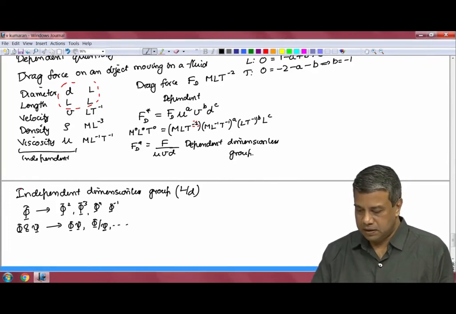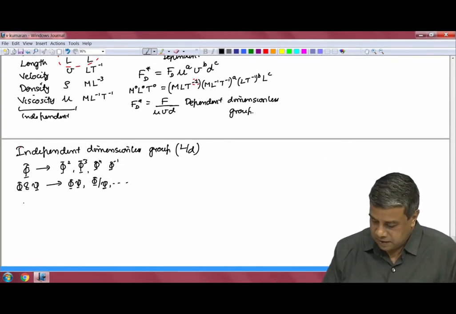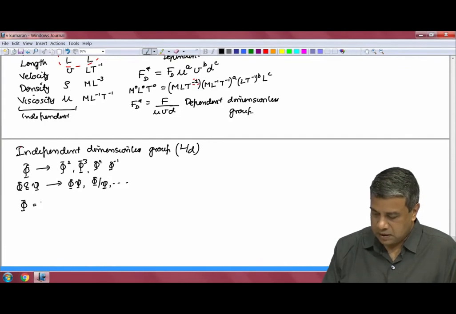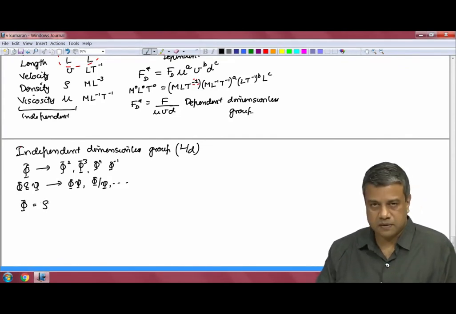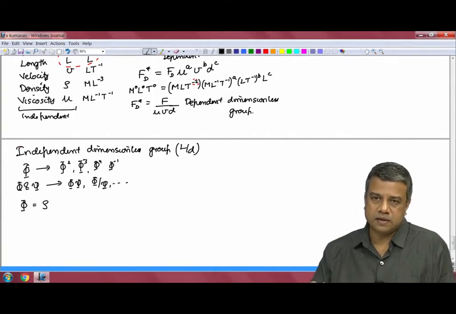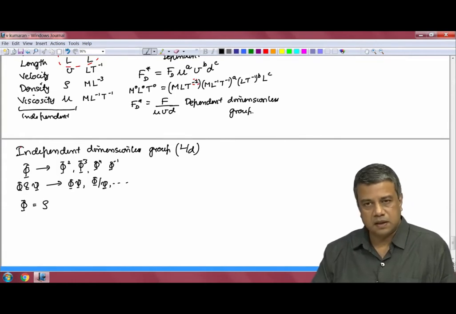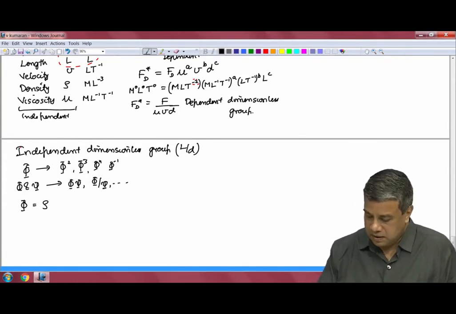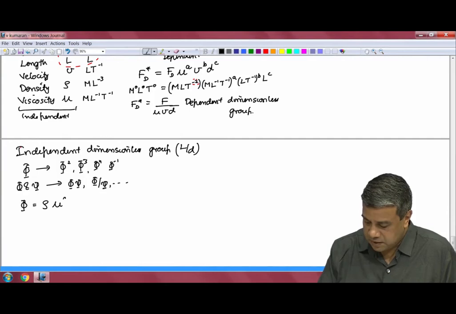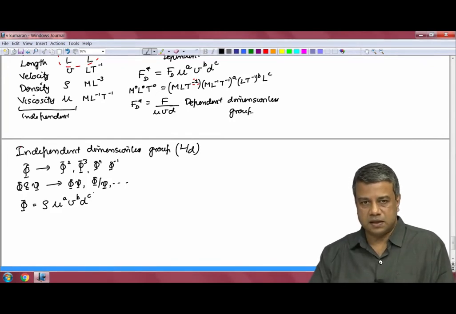So, let us construct this dimensionless group by specifying that it has to have density to the first power. If I want density to some other power, I will just take some power of this dimensionless group, but I will just take density to the first power times the viscosity power A, the velocity power B, and the length scale power C. This is a dimensionless group.